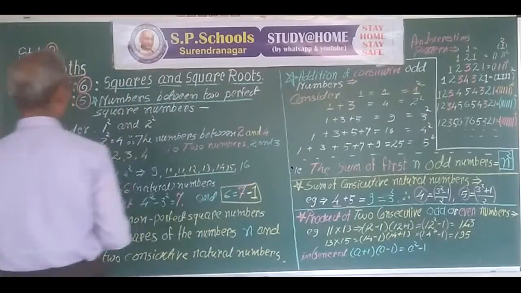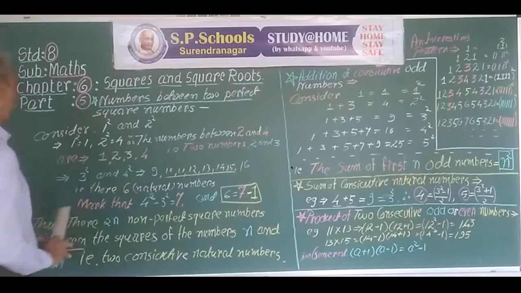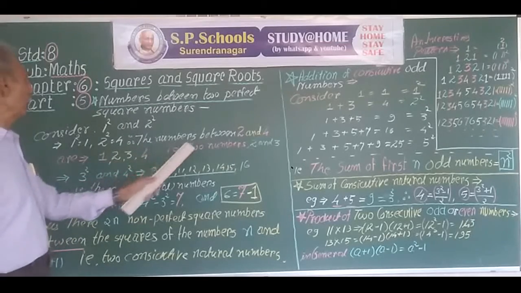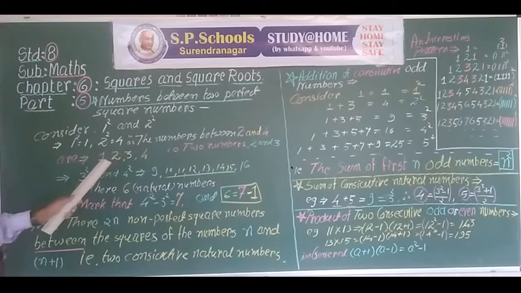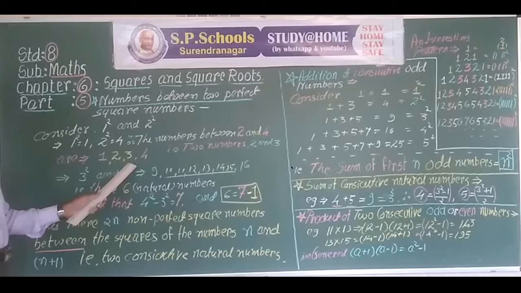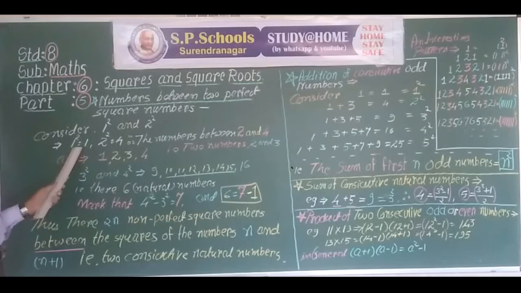So, consider 1 square and 2 square. 1 square is 1, 2 square is 4. The numbers between 1 and 4 are 1, 2, 3, 4, that is 2 and 3. There are two numbers between the square of 1 and the square of 2.